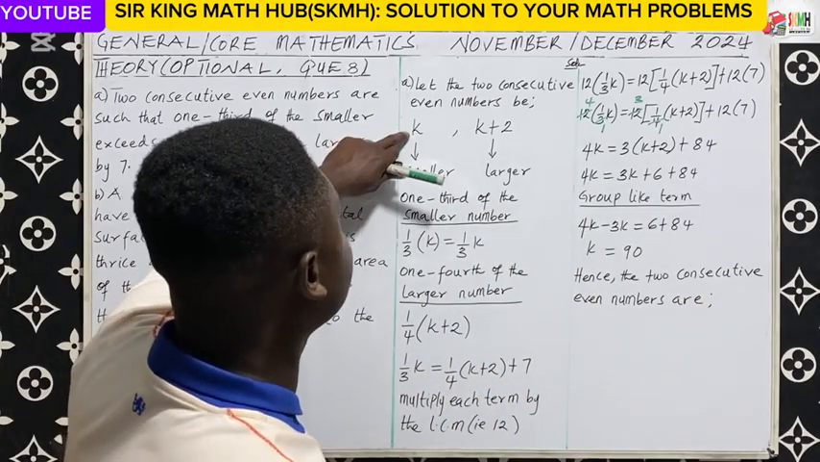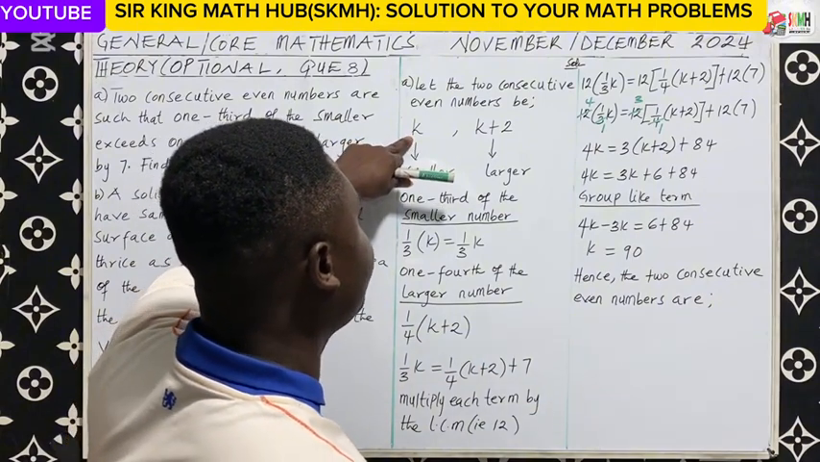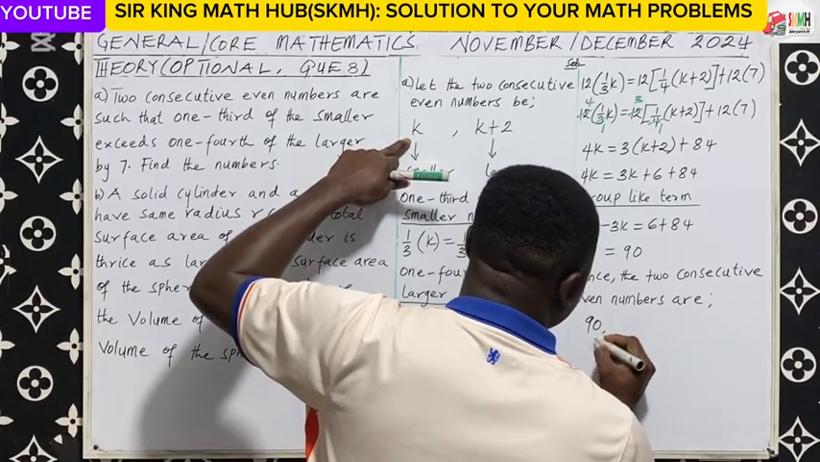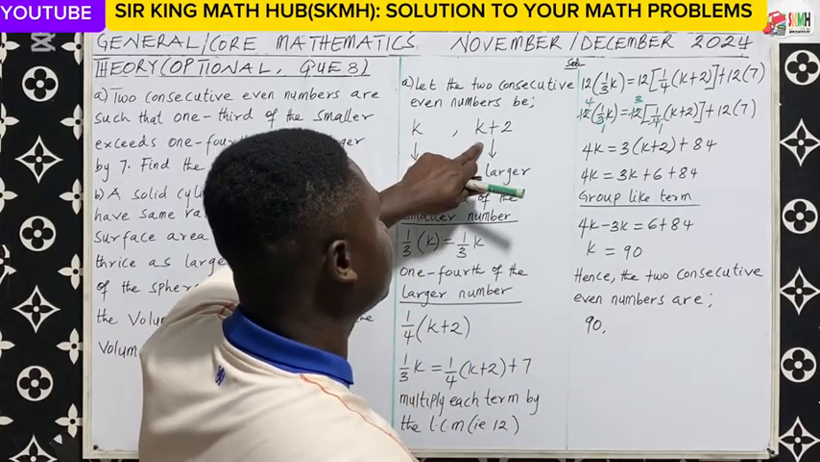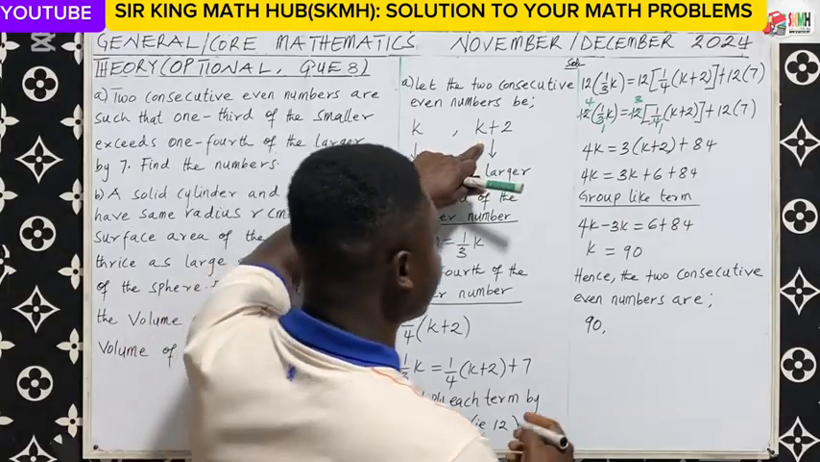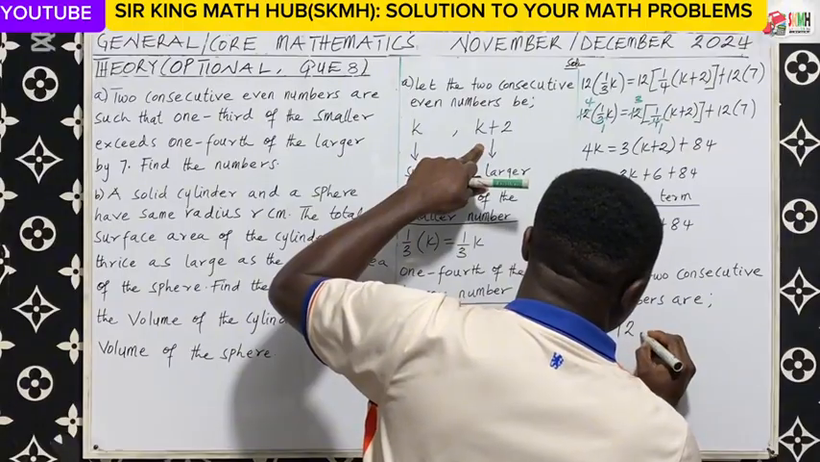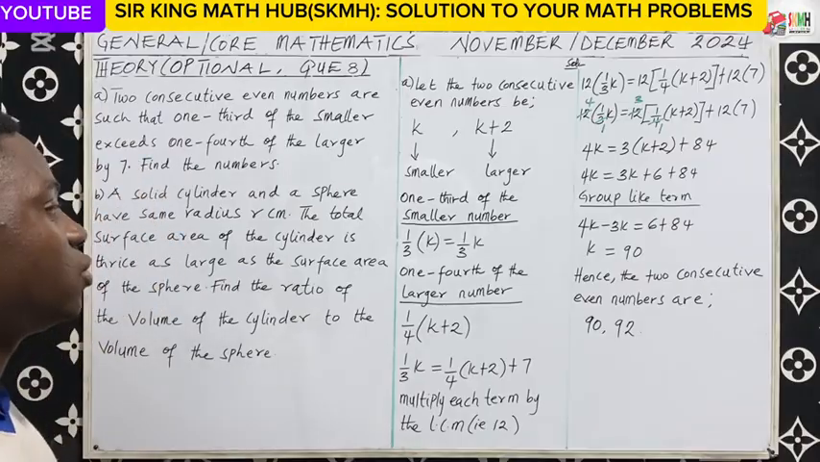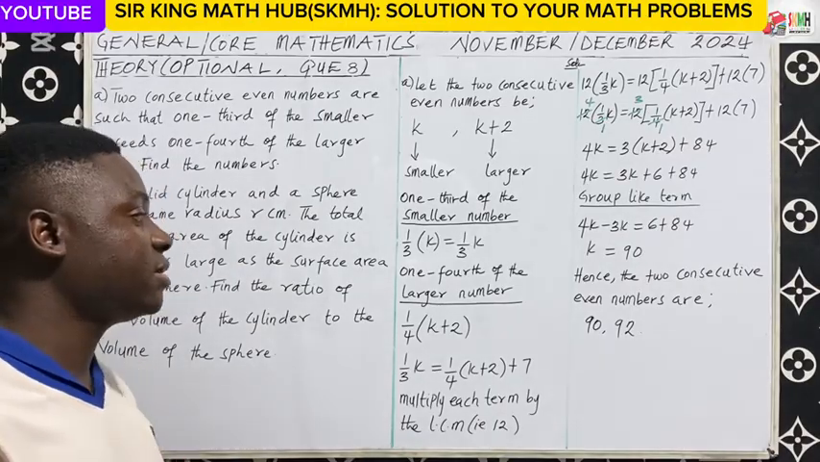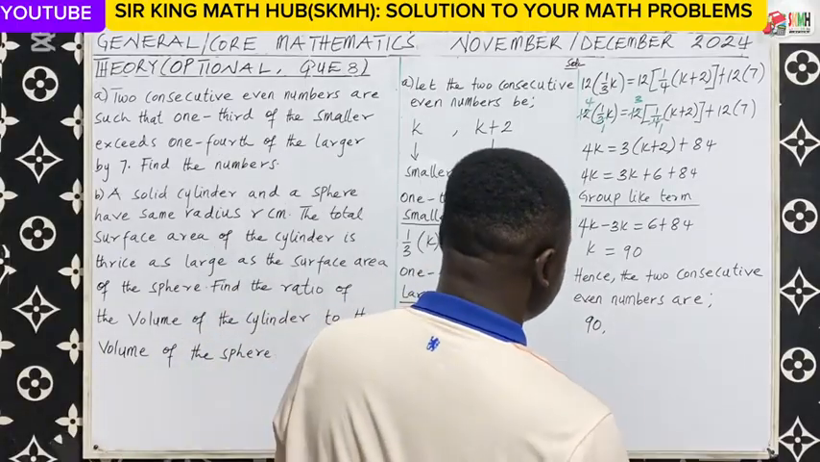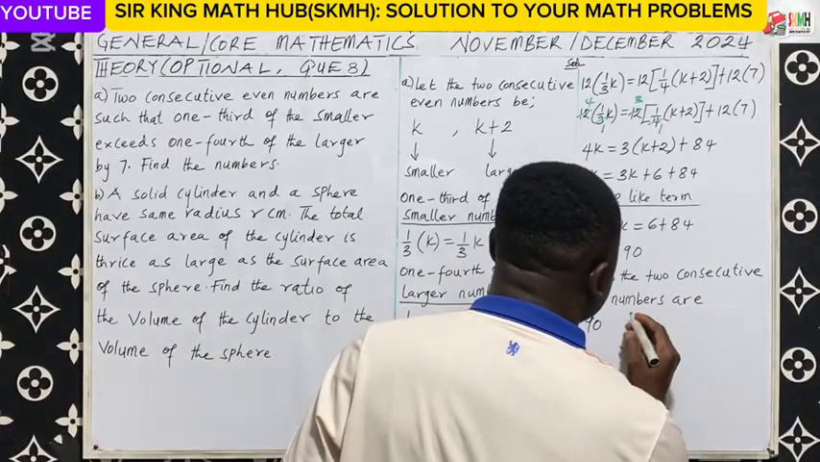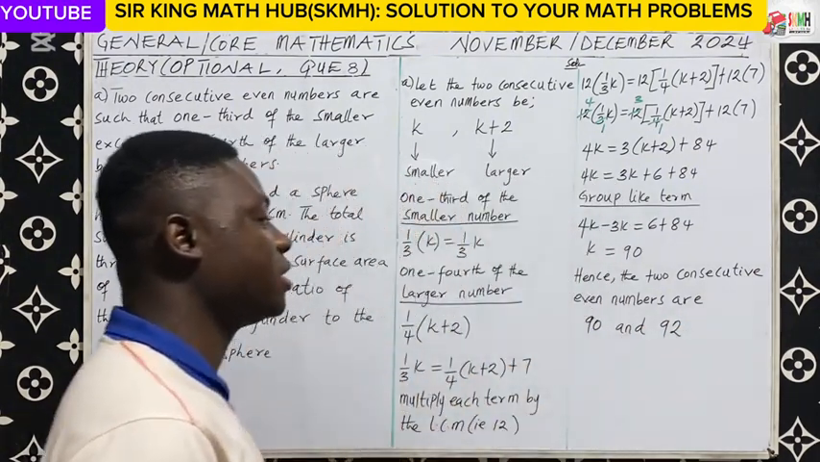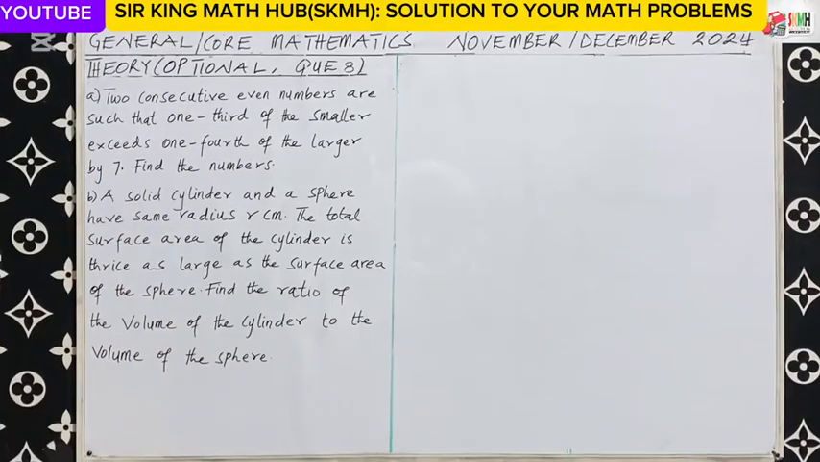So what are the two consecutive even numbers? So back to the introduction. We represented the first even number as k, so the numbers will be 90, and then the second consecutive even number is k plus 2, so that is 90 plus 2, which is 92. So that is it for the A. The two consecutive even numbers are 90 and 92. That is for the A part.